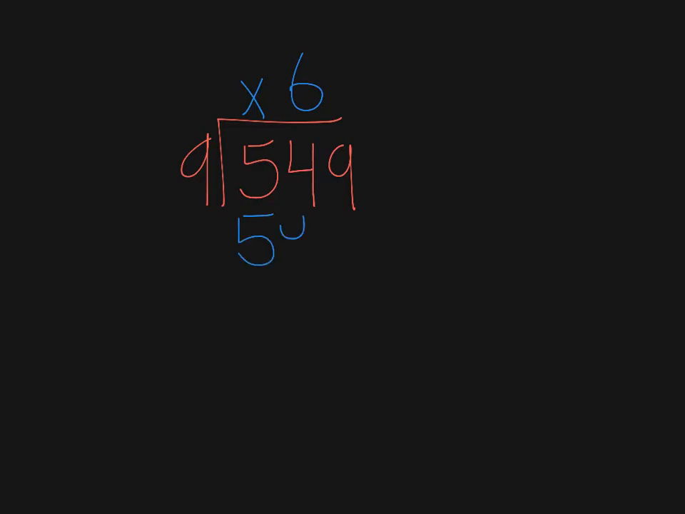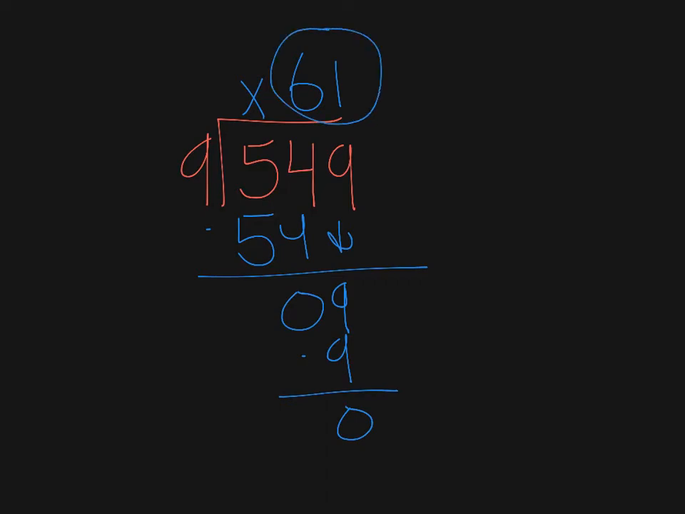It is 549 divided by 9. 9 cannot go into 5. Let's put an X up top. 9 can go into 54. So that's going to be 6 up top. And now it's 54 minus 54 to give us 0. Bring down this number. 9 can go into 9 once. We have no remainders. Our final quotient is 61.